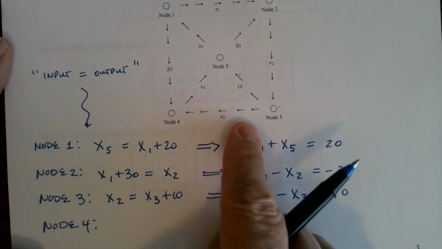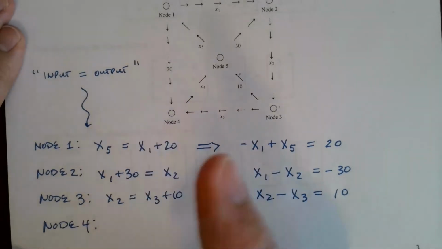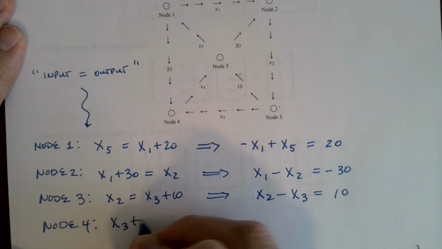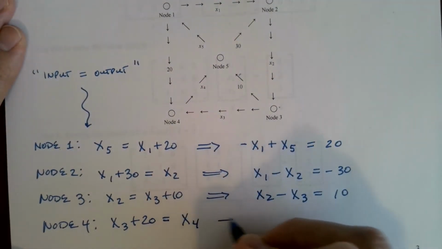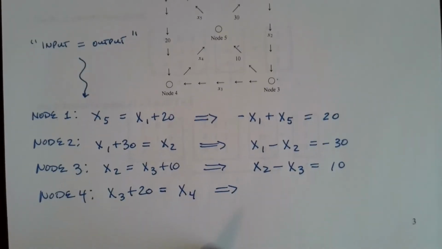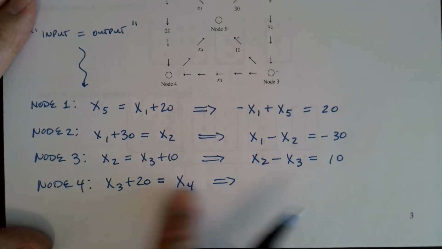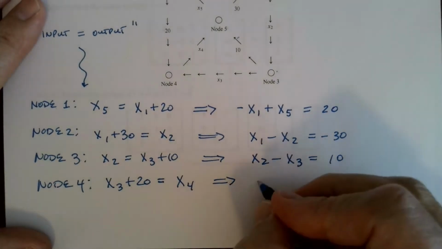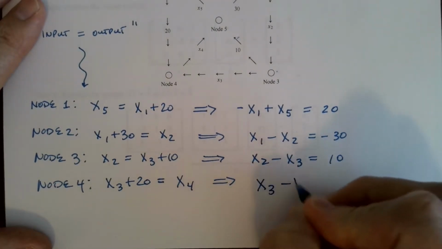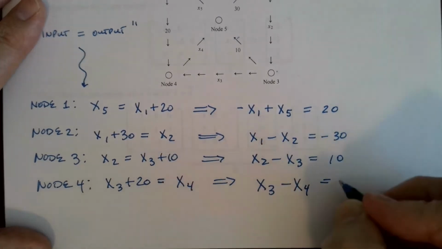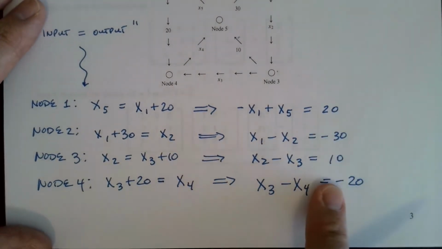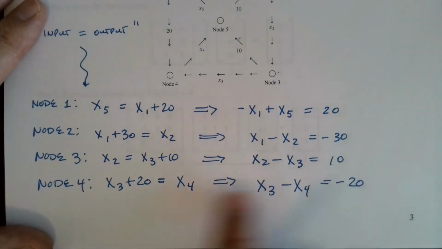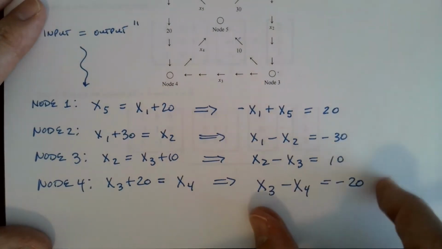Node 4, I've got x of 3 plus 20 going in. What's flowing out? X of 4. So I'm going to subtract x of 4 and subtract 20 from both sides so I can get it in this form. X of 3 minus x of 4. Subtract 20 from both sides, I get negative 20 there. So be careful, a lot of mistakes can be made in this very simple step of getting this in the right form.